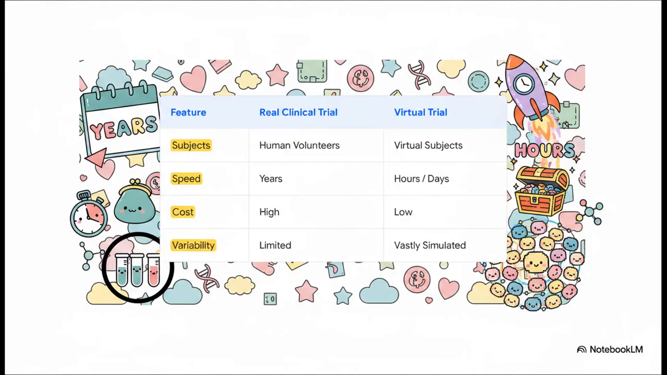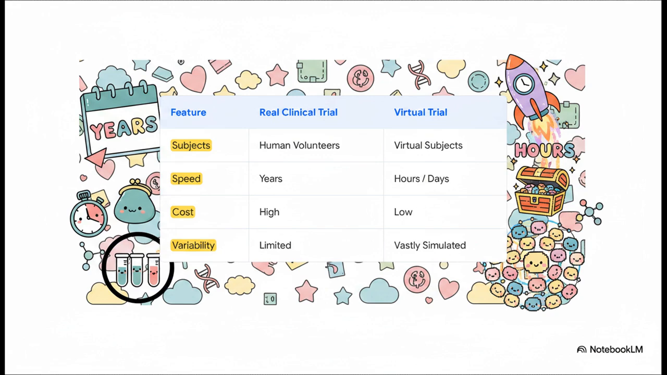And just look at the difference here. It's staggering. Real-world trials take years. Virtual trials can be done in days or even hours. The cost plummets from billions down to next to nothing. And you can test on a simulated population that's way bigger and more diverse than you could ever realistically recruit.